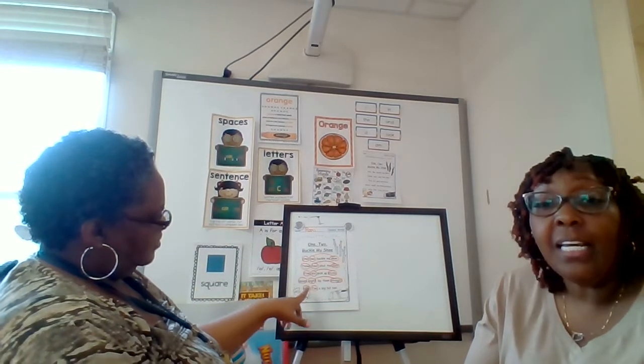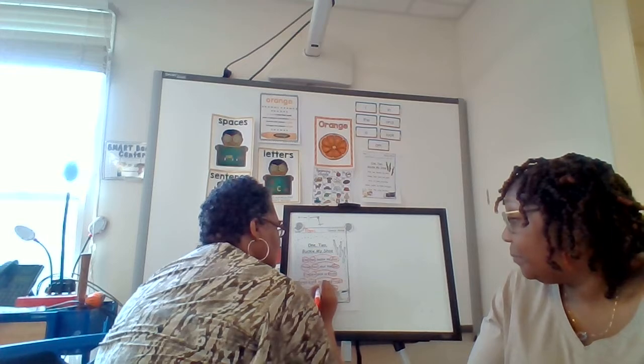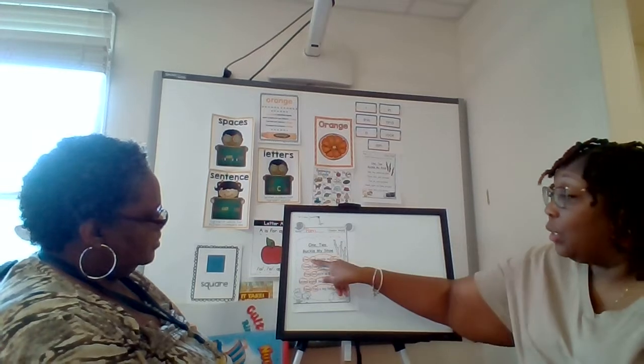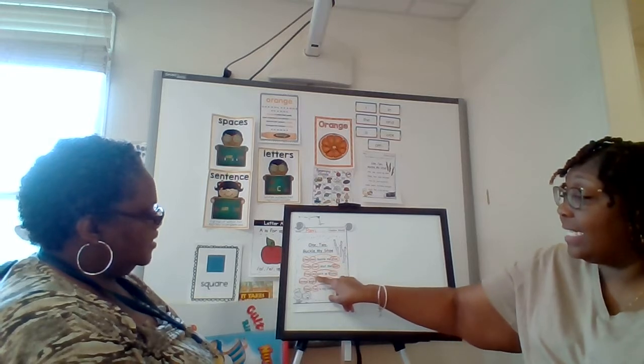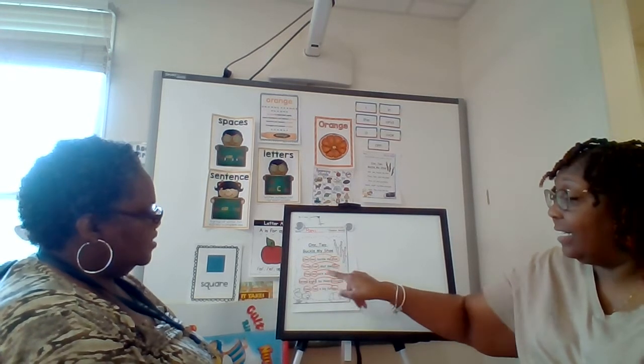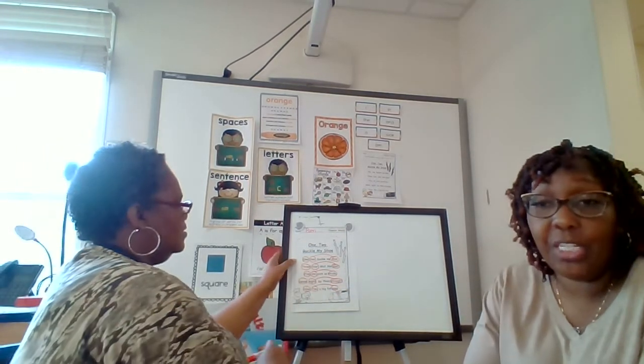And the last one. Ready? 9, 10, a big fat hen. Say it again. 9, 10, a big fat hen. So, what two words rhyme? 10, hen. They both have the N sound at the end. All righty. So let's go back and look at that. Which words rhyme? 2, shoe, 4, door, 6, sticks, 8, straight, 10, hen. Good job, boys and girls. Okay? All right.